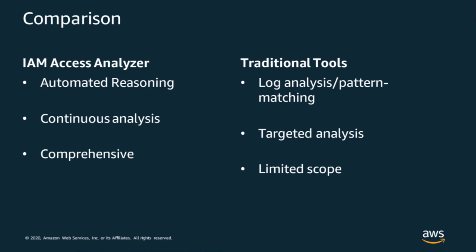Let me give you an example. If you have a tool that uses log analysis, it will provide you with findings only when a specific access has occurred, because that's the only time when it gets logged, right? When an unintended actor gets access to a resource. Similarly, for pattern matching use cases, the scope is limited to the patterns that are known to the tool. So if there is a new policy condition or something added that has not been accounted for in pattern matching, the pattern matching tool would not be able to analyze for it. But IAM Access Analyzer natively understands the IAM policy language and provides comprehensive findings based on continuous analysis.